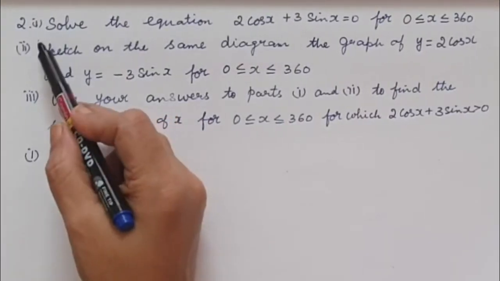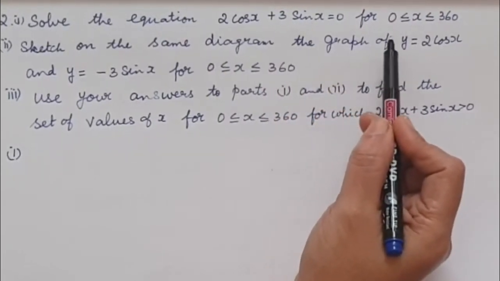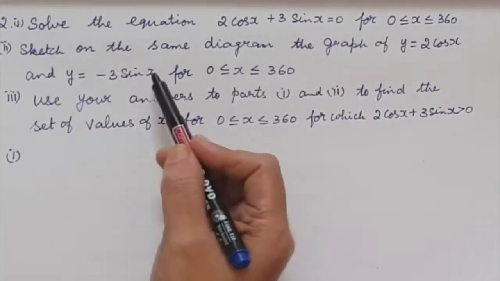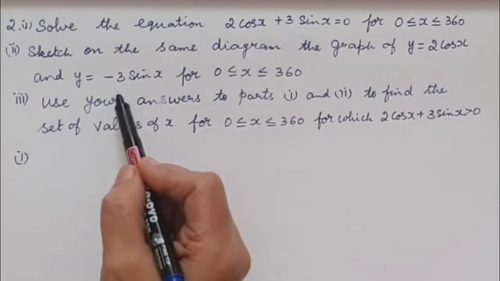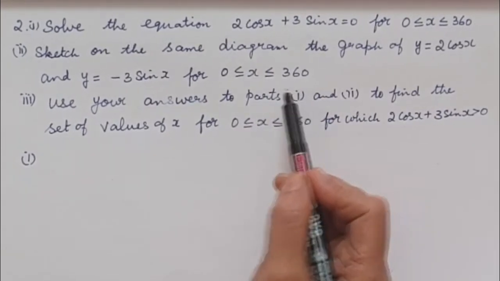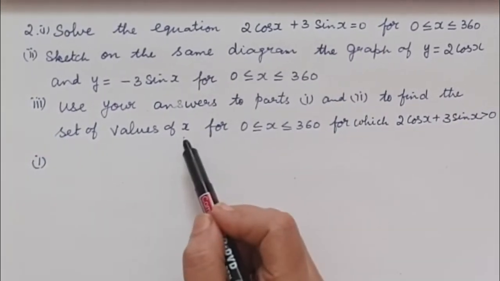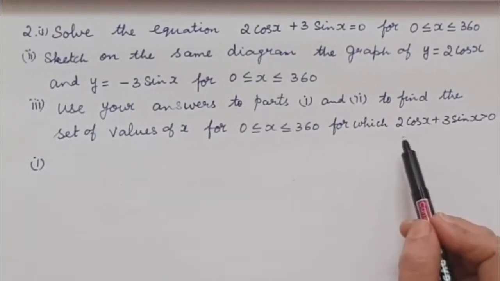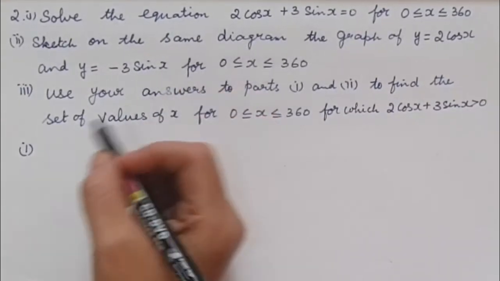Now the second question, first part: solve the equation 2 cos x plus 3 sin x equal to 0 for 0 less than or equal to x less than or equal to 360. Second part: sketch on the same diagram the graph of y equal to 2 cos x and y equal to minus 3 sin x for 0 less than or equal to x less than or equal to 360. Third part: use your answers to part 1 and 2 to find the set of values of x for 0 less than or equal to x less than or equal to 360 for which 2 cos x plus 3 sin x is greater than 0.